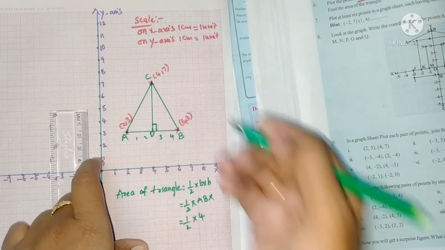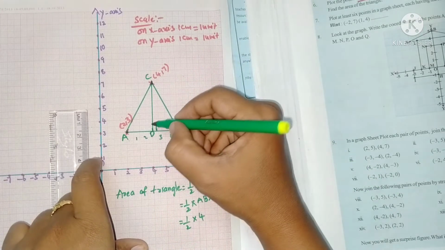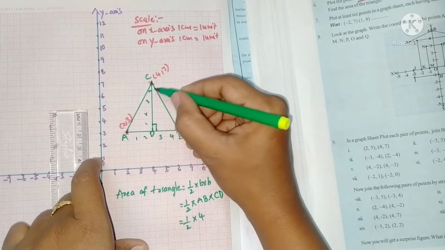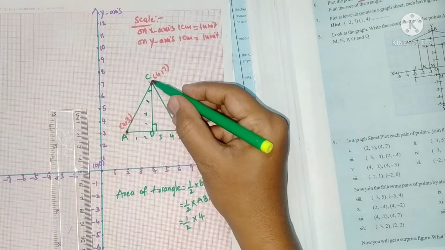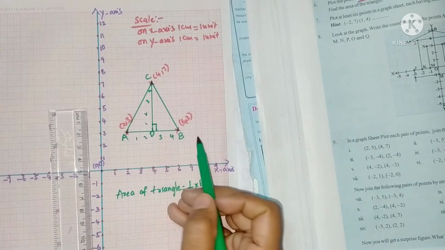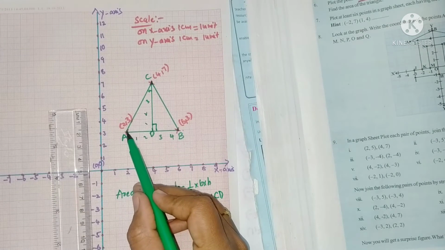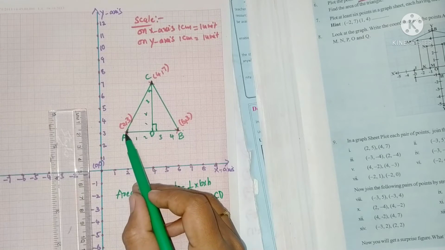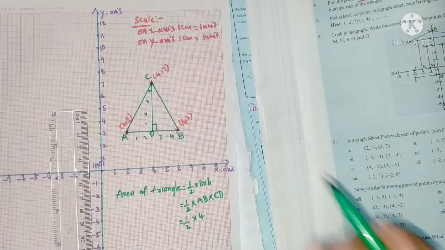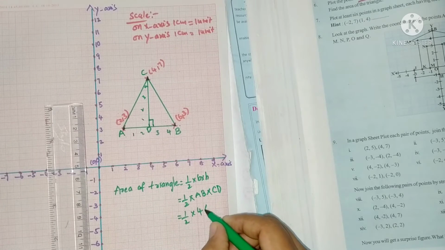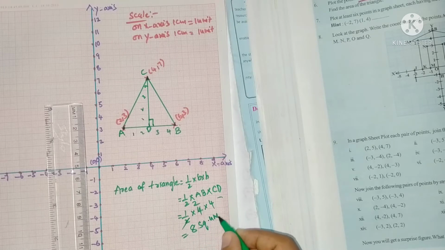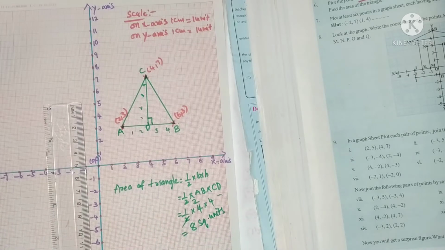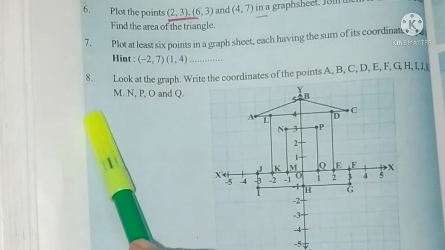And what is the height here? Let it be D. CD. See, CD how much? 1, 2, 3, 4. Or 7 minus 3, 4. And here 2 to 6, right? 6 minus 2, 4. Like that also you can. So what is the height? 4. Okay. So 2 ones are 2, 2 into 4, 8 square units. So what is the area of the triangle? 8 square units.